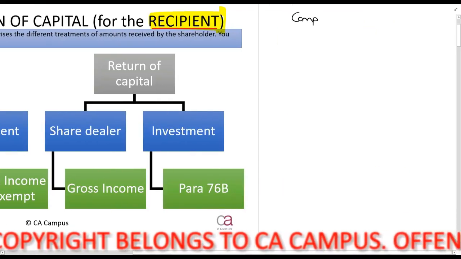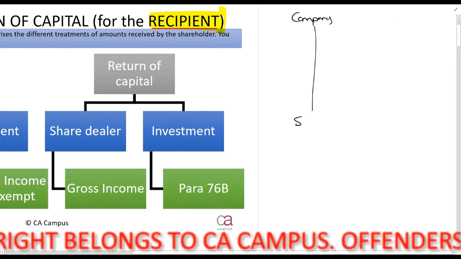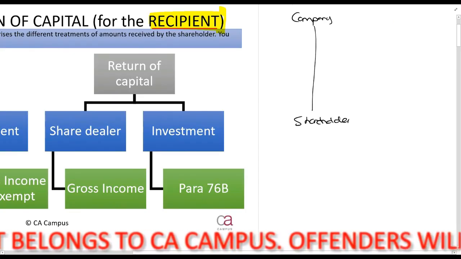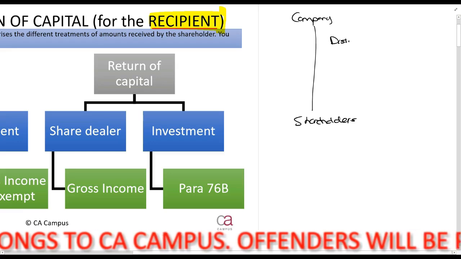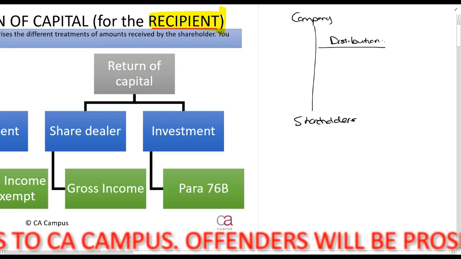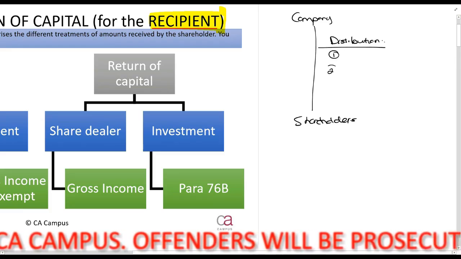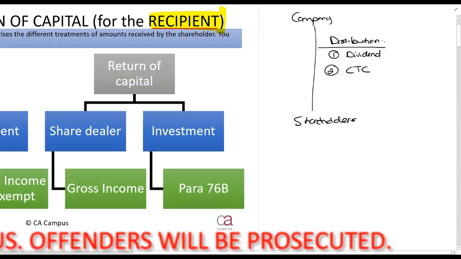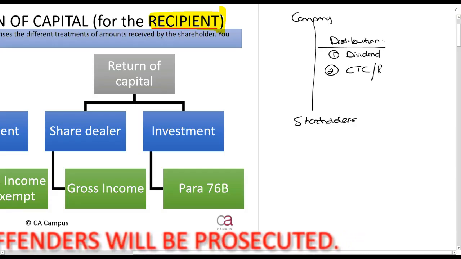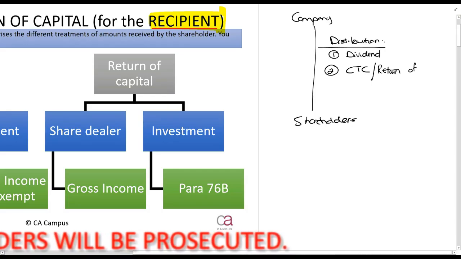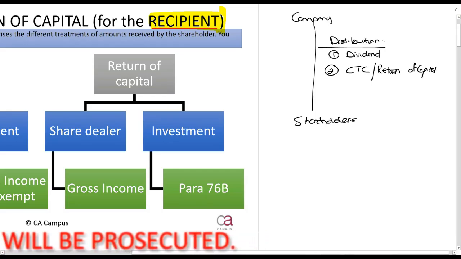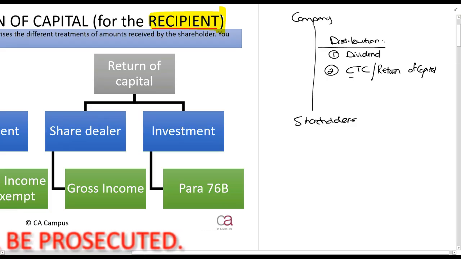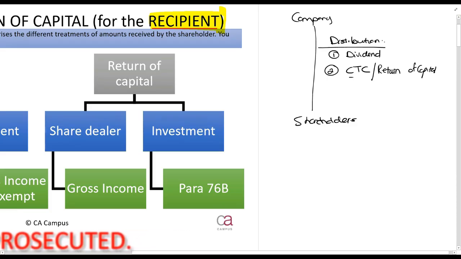A company makes a payment to its shareholder, a distribution. That distribution can be one of two things: a dividend or contributed tax capital. The other word for contributed tax capital, which we use here a lot, is return of capital. So, in other words, remember the directors make the decision to pay this out. If the directors make the decision to pay out contributed tax capital, they are making the decision to return your capital to you. That's why they use the two terms there.